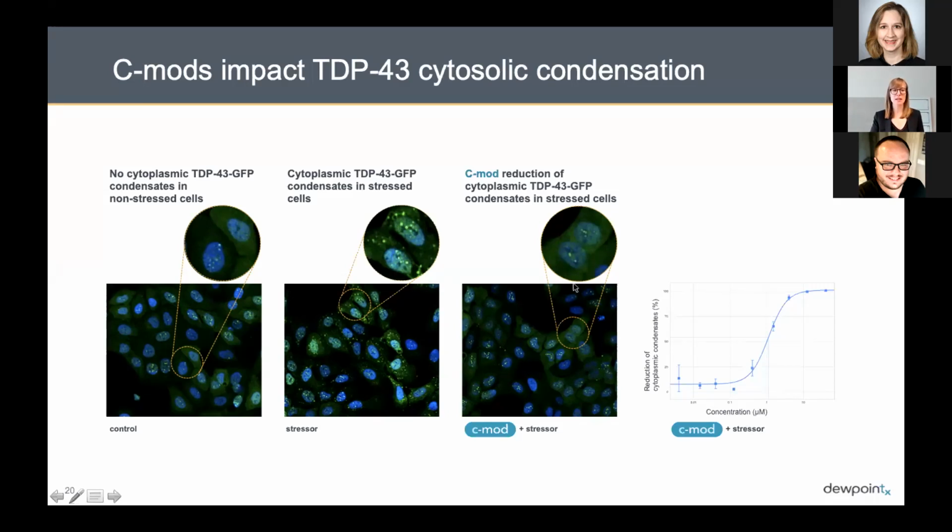And then we have screened a library of small molecules in order to find molecules that reduce the number of cytoplasmic TDP-43 condensates. And if we plot the reduction of cytoplasmic condensates per concentration of one of these CMODs, we can see that these CMODs yield a typical dose response curve from which we can calculate EC50 values. So let's go a little bit deeper into the assay.